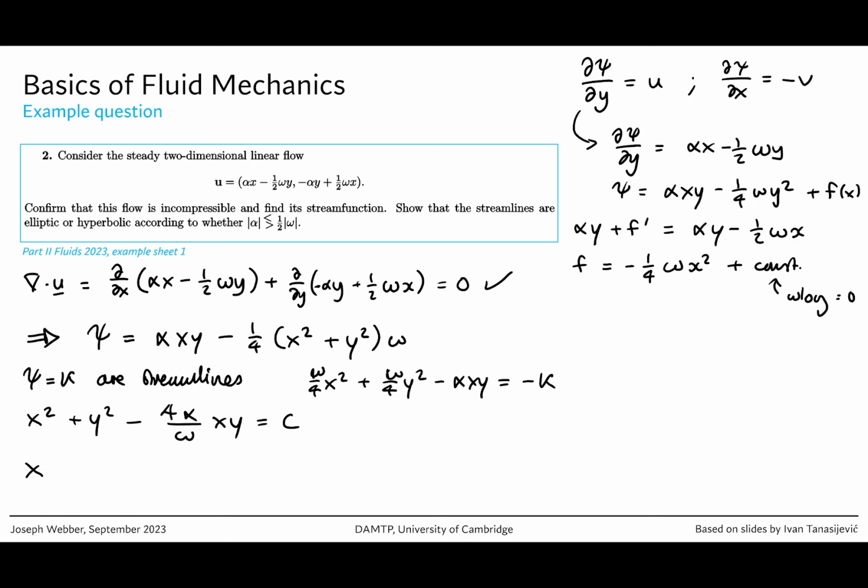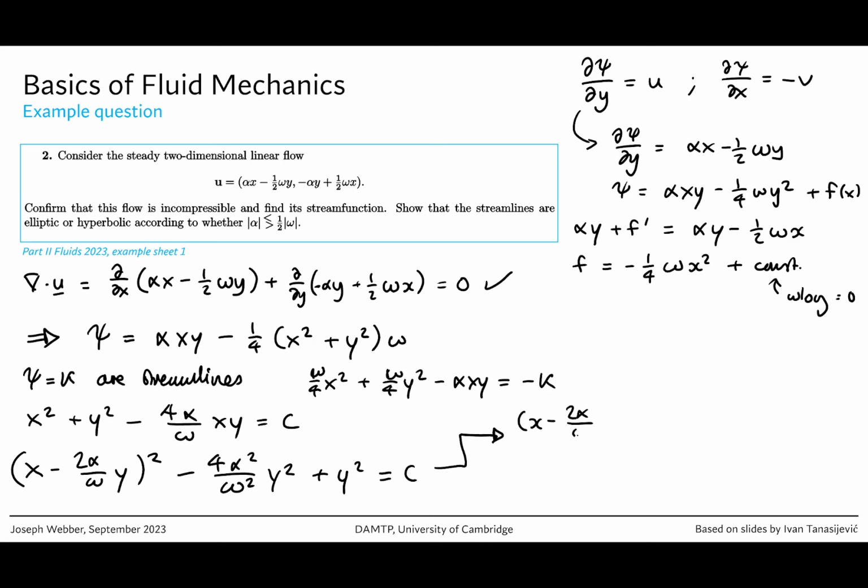Okay, complete the square on x. X minus 2 alpha over omega y all squared, minus 4 alpha squared over omega squared y squared, plus y squared is equal to constant. And this then can be rewritten as x minus 2 alpha over omega y all squared plus 1 minus 2 alpha over omega all squared y squared is equal to constant.